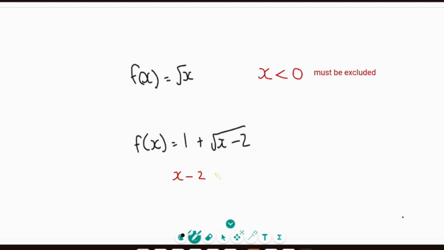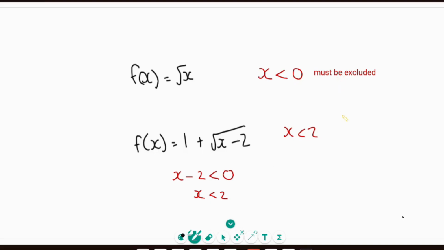I'm actually going to put it as an inequality here. Anything less than 0 under this root would be excluded from the domain. Let me solve this inequality. X is less than 2 must be excluded from the domain.